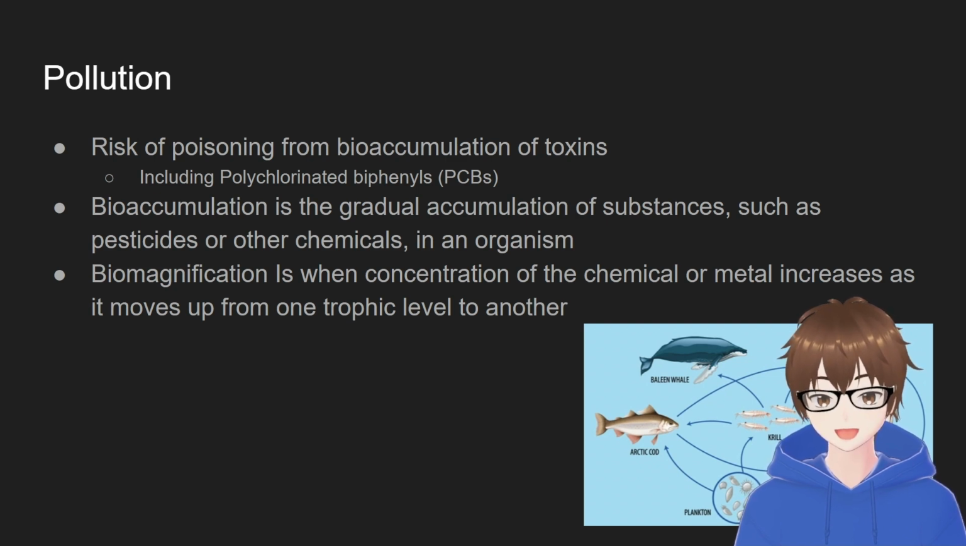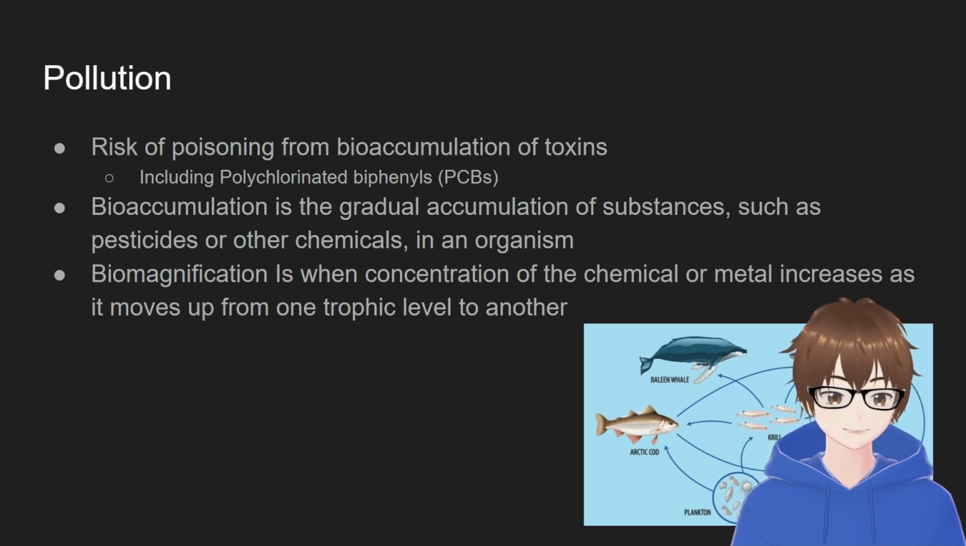And then there's also biomagnification, which is when concentrations of a chemical or metal increase as it moves up one trophic level of a food chain. So I'll go over what that is because that might not make sense to some people. If you look at trophic levels, you'll have krill and plankton being the smallest of it. If plankton and krill start collecting these substances, they'll have a very low accumulation.